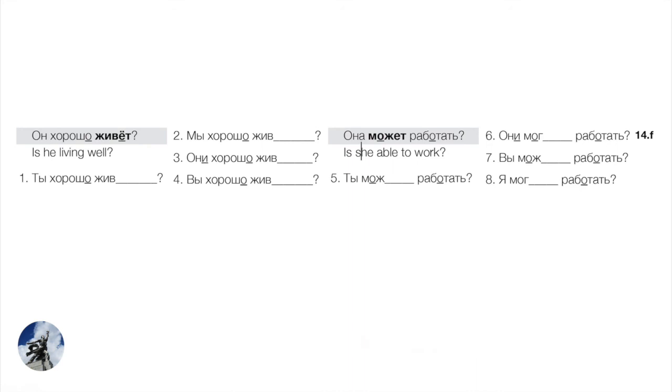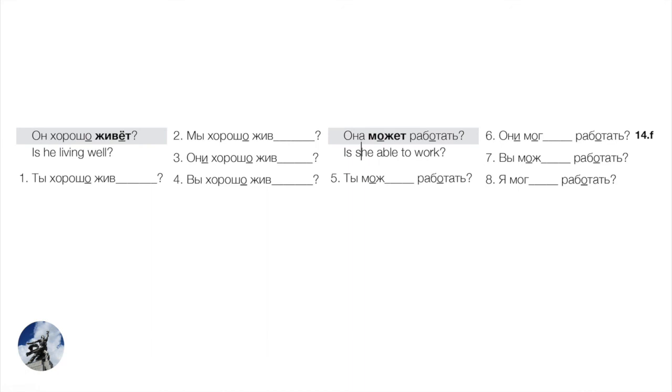Okay, next batch, let's use мочь, to be able to do something. And like we mentioned earlier, right, the use of the infinitive here is pretty much like in English, right? We can say, for example, она может работать. Is she able to work? Should be a she there. Is she able to work, right? We get an infinitive in English and also in Russian.